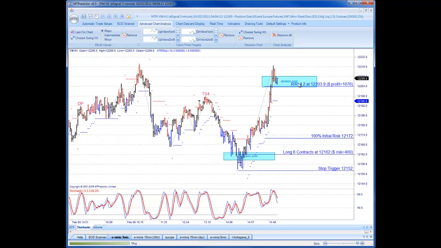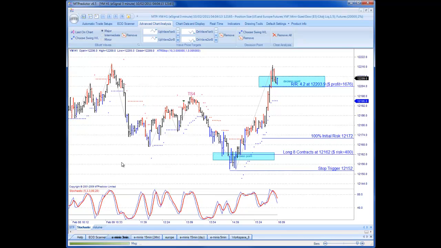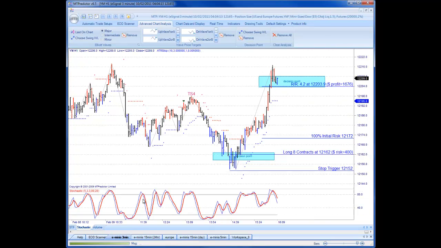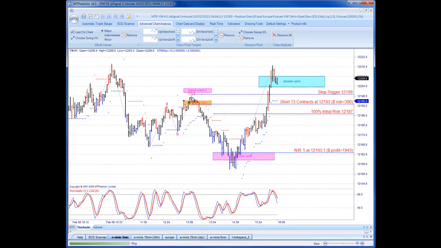So let's just add that up for the day. Remember, on the ES we had a short from the high of the day, so we nailed the high of the day. We went down and caught this entire swing down here for +5.3R. We then came back over onto the YM, where we had a -1, then a +5R profit down into the low here.